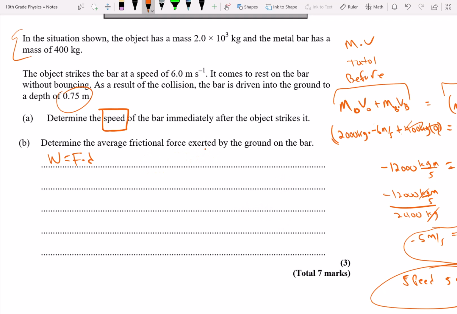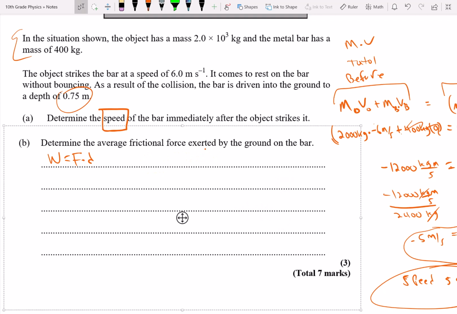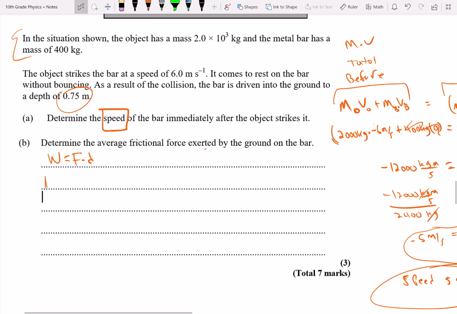Another way of thinking about work is how much energy is required to do something. Another way to think about work is the change in kinetic energy, or the change in potential energy as well, if you think about it. But in this case, we're going to talk about kinetic energy because we don't know the height of these things.